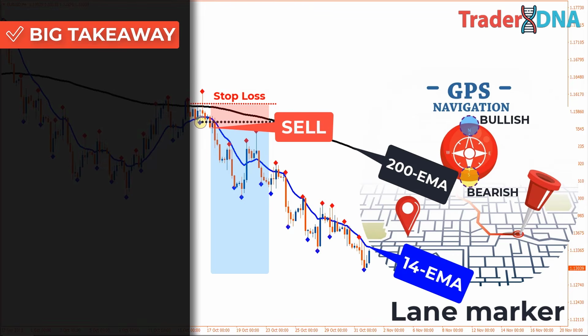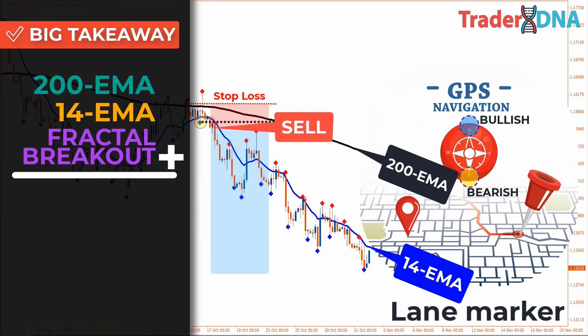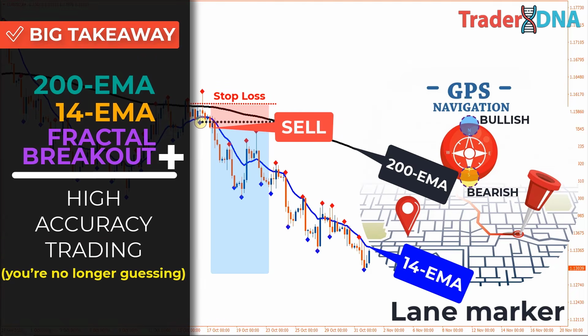Big takeaway: when you combine the 200 period MA, the 14 period MA, and the fractal breakout signal, you're no longer guessing. You're trading with laser precision, filtering out garbage trades, and only acting when the market gives you the green light. Guys, this is the secret sauce that separates the rookies from the real deal. No more getting faked out. No more emotional roller coasters, just smart, high probability trades backed by trend power. And trust me, once you see this in action, you'll never want to trade without it again. Let's go. In the next part, I'll show you exactly how to set this up on your chart, step by step, so stay tuned.